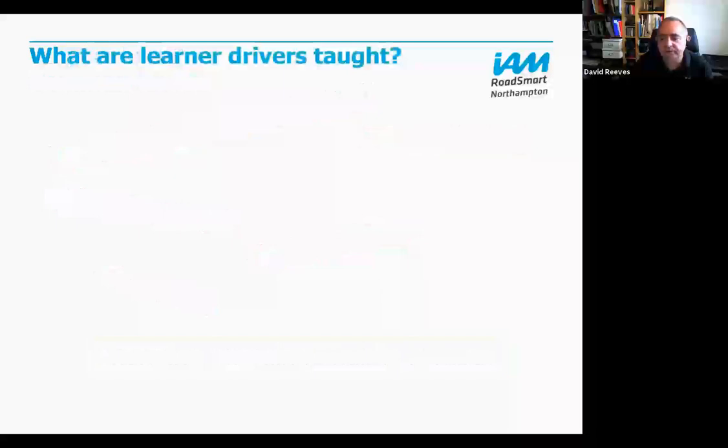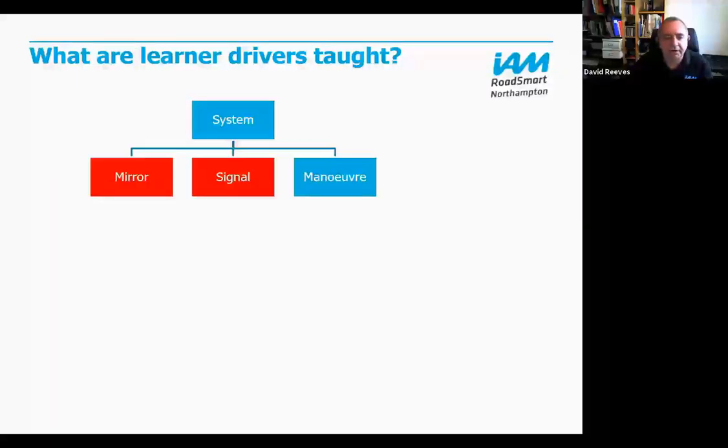The question sometimes is asked, so what are you teaching learner drivers then if this is so difficult? And don't they have a system? Well, of course they have a system. If you have that sort of conversation with anybody who's learned to drive, mirror signal maneuver. There we go. Who hasn't heard of this at some stage? I'm sure it's in the highway code. Mirror signal maneuver, like that's some sort of answer to it.